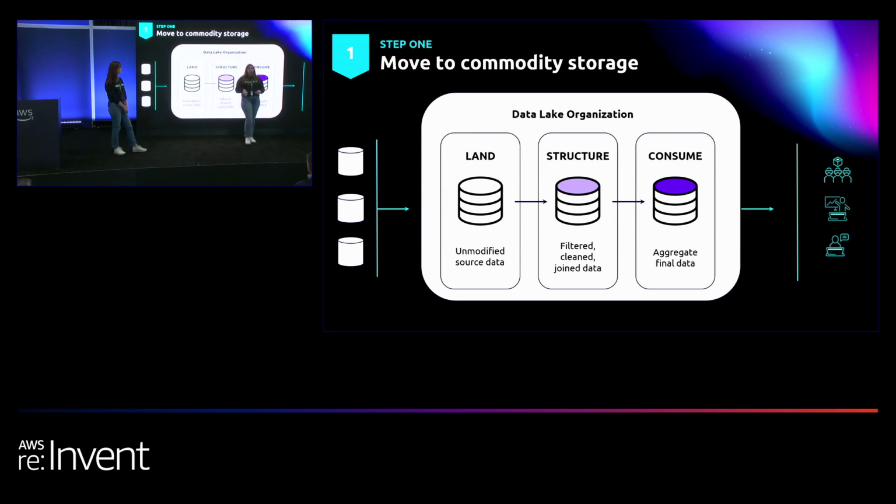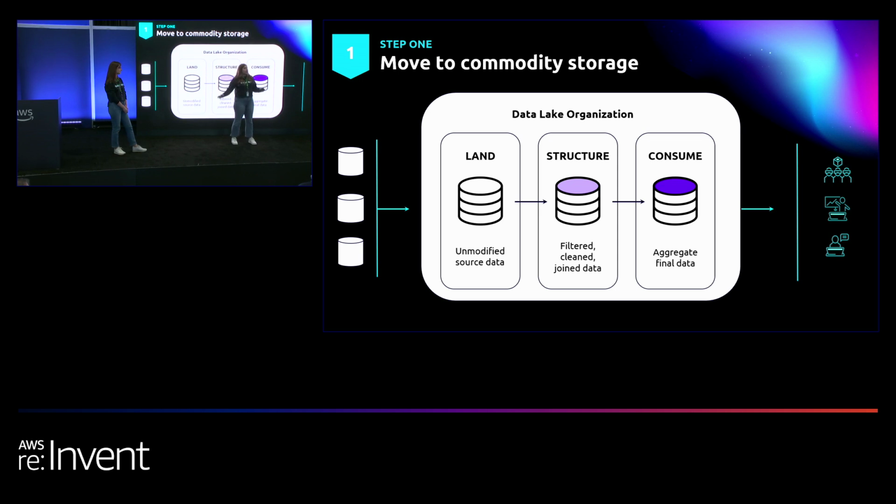The first thing to do is really be mindful of how you're creating your data organization within your data lake. So what we'd like to suggest is building out your data lake into 3 different zones. The land layer is going to have all your unmodified source data. That's going to be data that's just landed in there. You're not going to touch it. You're going to focus on specifically keeping this raw data.